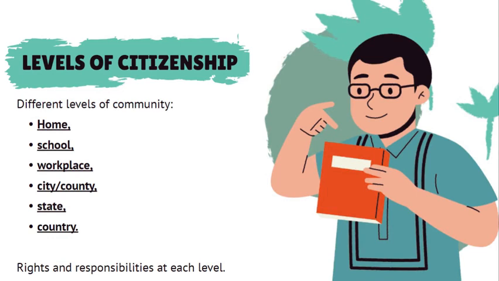There are different levels of citizenship. We have different levels throughout our community. We have citizenship in our homes, how we help our families, how we are a part of our home life. We have citizenship at school, how we help around the school, our roles and rights and responsibilities at school. Same with our workplace. The city has a local government, or the county has a local government. We have the state level government, and then, of course, we have our country government, our national government. So there are rights and responsibilities at each level.